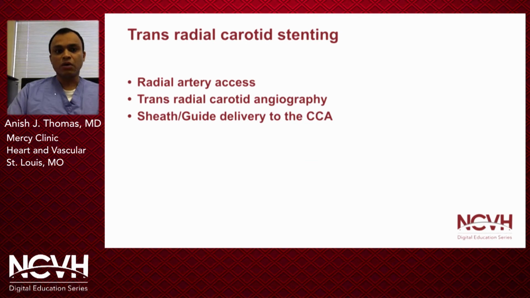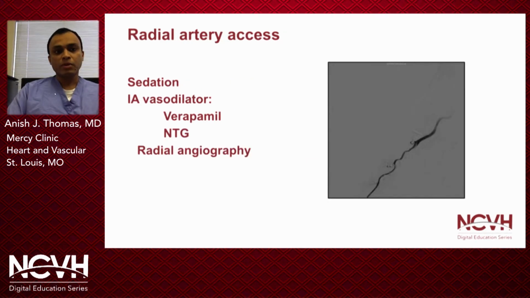Transradial carotid artery stenting involves the steps of getting radial artery access, transradial carotid angiography, and getting the sheath and guide to the common carotid to deliver the equipment. When you talk about radial artery access, these patients should be sedated to decrease the incidence of radial artery spasm. We do use vasodilators like verapamil and nitroglycerin. However, in this patient with critical aortic stenosis, we had to be careful. I always recommend doing a radial angiogram, and trying to access the radial artery under ultrasound also helps, which gives you an idea about the overall caliber of the radial artery.